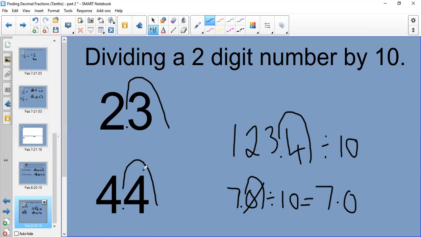I hope this video makes sense. It can be a little bit tricky to begin with, but once you get into the tasks, you'll hopefully start to understand them, okay? Just remember, when you're working with tenths, you're moving your decimal point back one space to make a different number, okay?